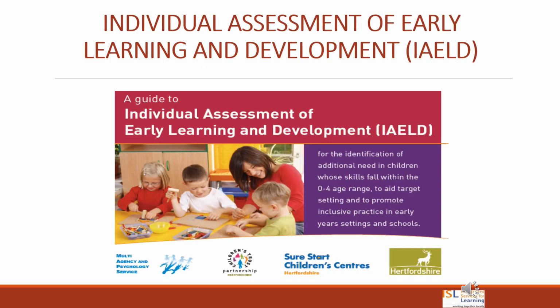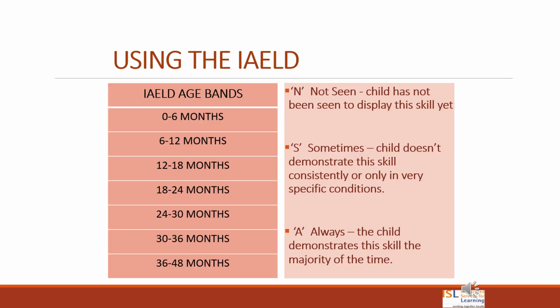Now we'll look in more detail at the Individual Assessment of Early Learning and Development, ILD. Using the ILD. The ILD is divided into 7 age bands. The descriptors are N, not seen, child has not been seen to display this skill yet. S, sometimes, child doesn't demonstrate this skill consistently or only in very specific conditions. A, always, the child demonstrates this skill the majority of the time.